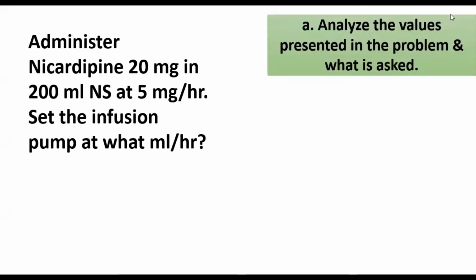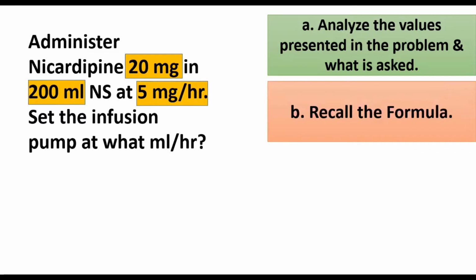Okay, so from here, we should analyze the values presented in the problem and what is asked. All right, what are given? We have the 20 milligrams of nicardipine that is mixed in 200 ml of normal saline as the diluent, and the rate of infusion should be 5 milligrams per hour. Second step, we need to recall the formula.